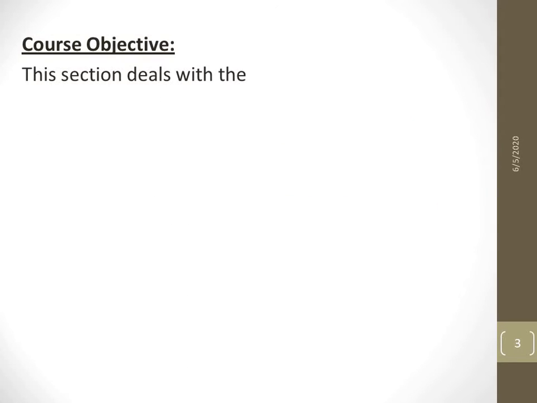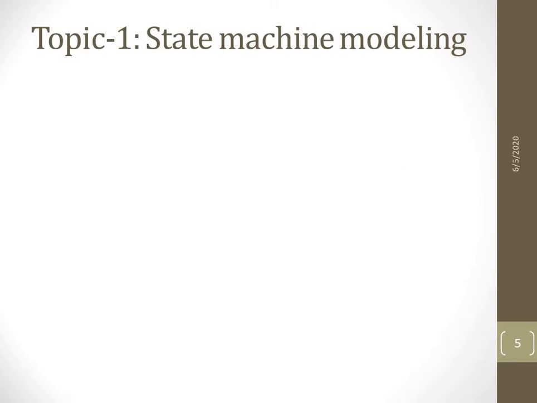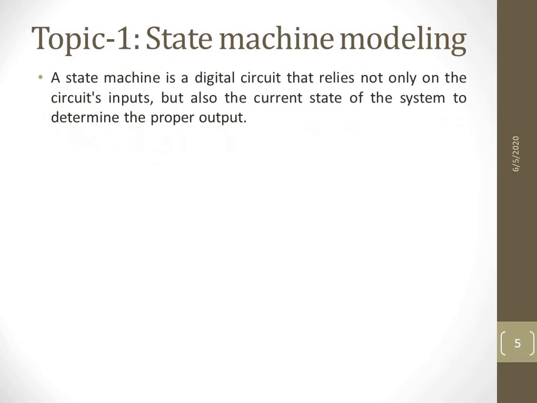So the objective of this video is to make you understand how to model a state machine using VHDL and Verilog, as well as the FSM, some of the examples which are related to FSM. In the same books you are supposed to refer for VHDL as well as Verilog. So first we'll see the state machine modeling.